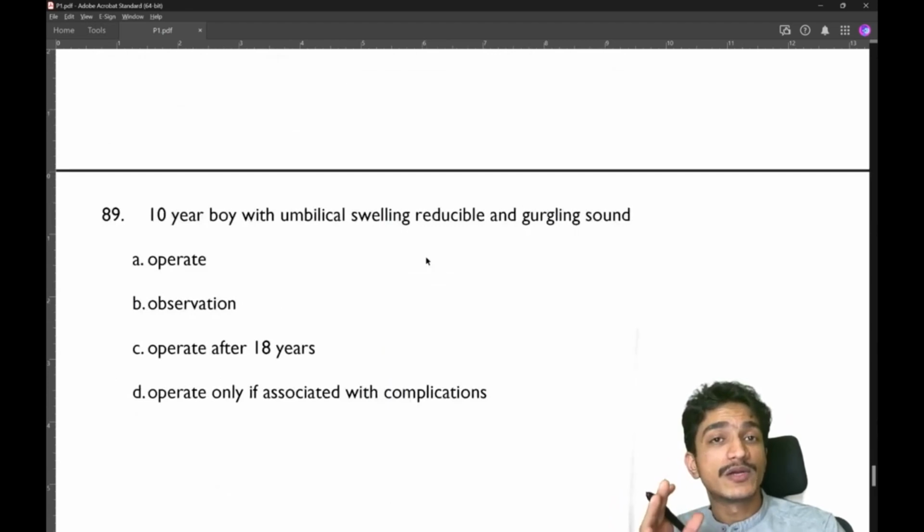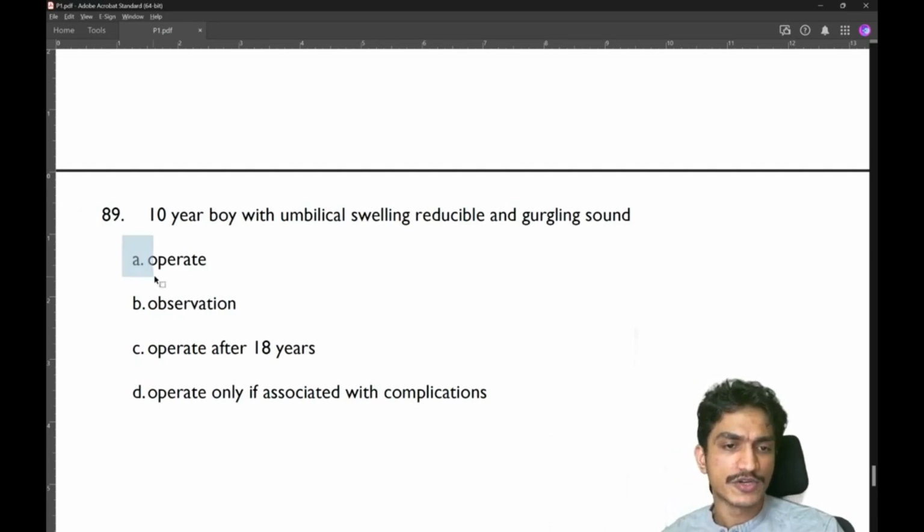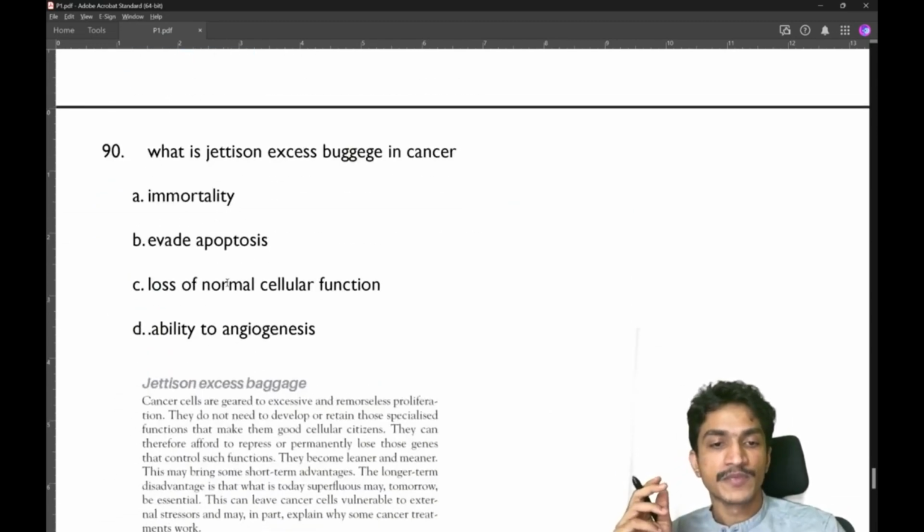Umbilical swelling, 10-year-old, gurgling sound, that means it is mostly enterocele, 10-year-old boy, so you should go and operate, you should not wait in this scenario.